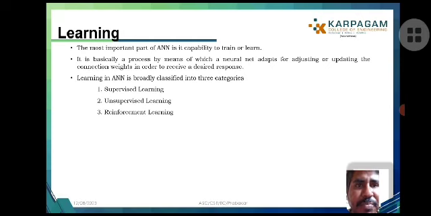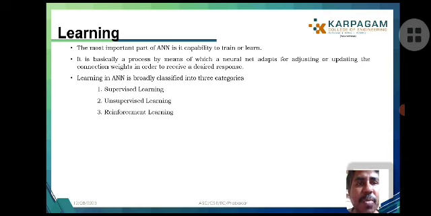So learning in ANN is broadly classified into three categories: supervised learning, unsupervised learning, and reinforcement learning. So what is supervised learning? For instance, in a classroom environment, many objects are there and we are providing some data or information about the objects. Based on that, we all work on that.